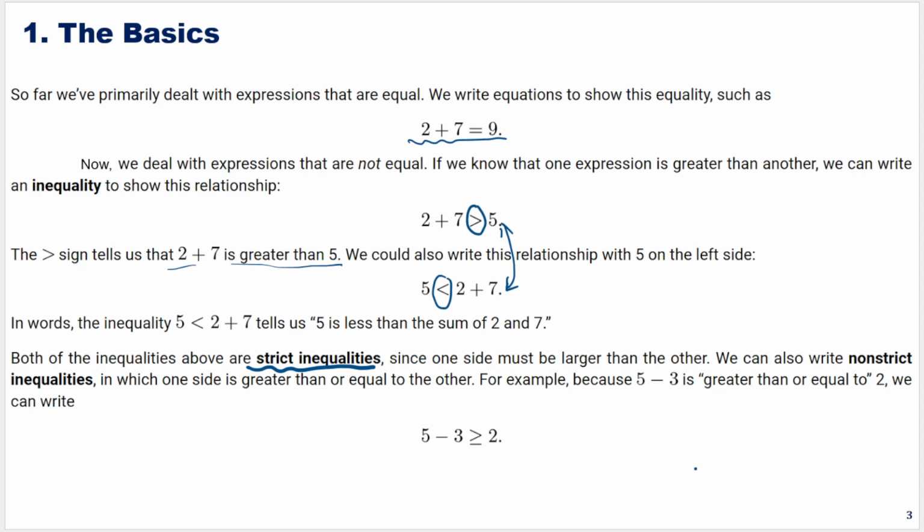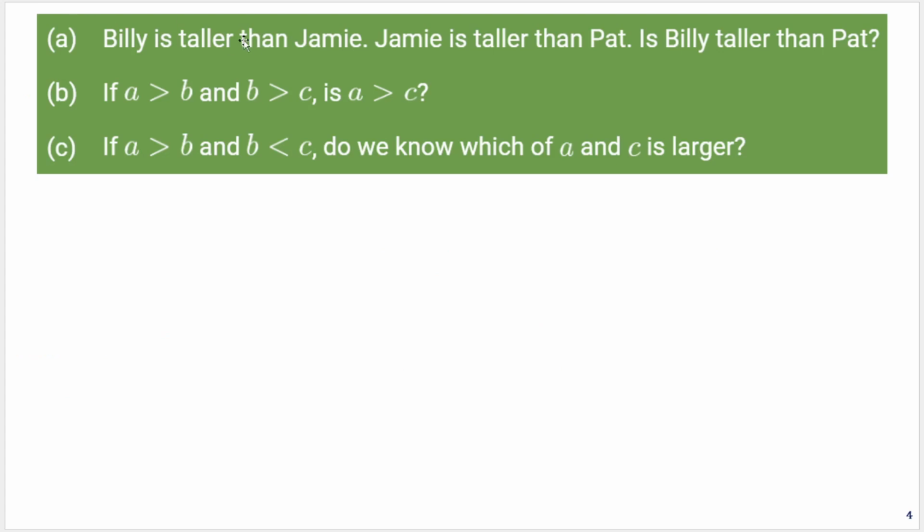Of course, we can also write non-strict inequalities in which one side is greater than or equal to the other. For example, because 5 minus 3 is greater than or equal to 2, we can then write this in mathematical language: 5 minus 3 is greater than or equal to 2. Okay, so let's have a look at an example question which introduces the basic property of inequalities.